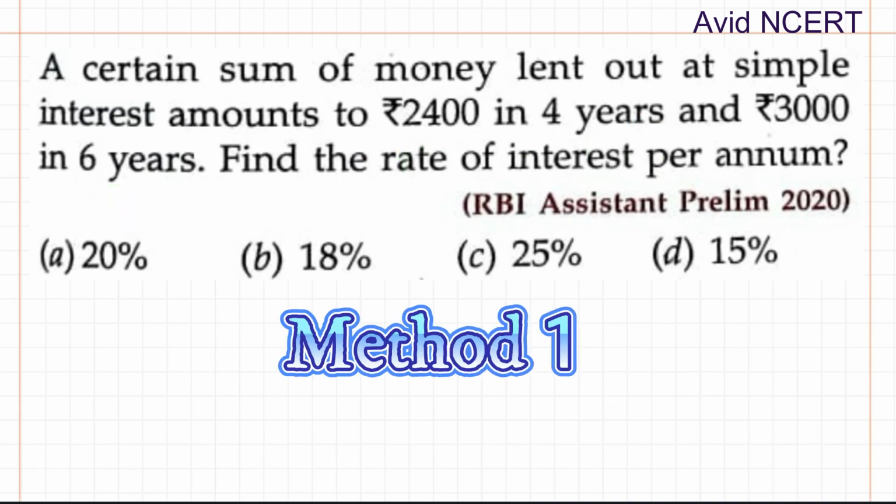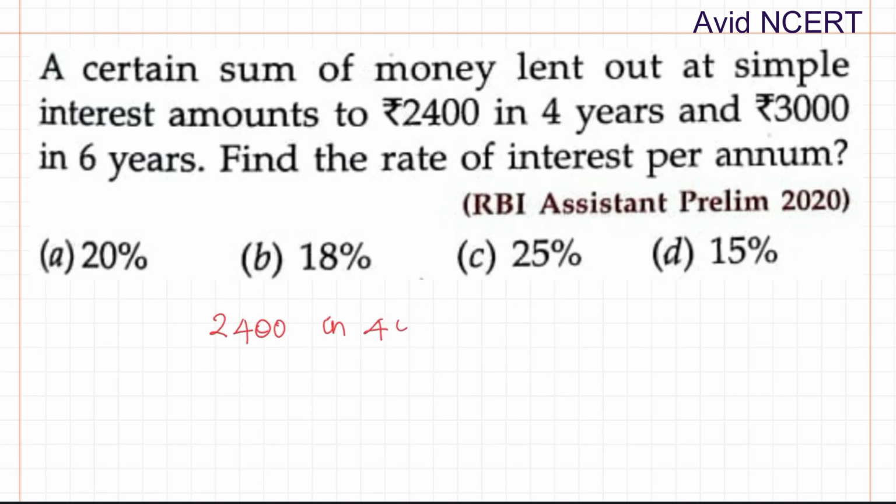The amount they have lent out is rupees 2,400 in 4 years and rupees 3,000 in 6 years. So basically both are the same sum, written as rupees 2,400 in 4 years or rupees 3,000 in 6 years. We have to find the principal and also the rate of interest. The formula we will be using is simple interest equals P times R times T divided by 100.